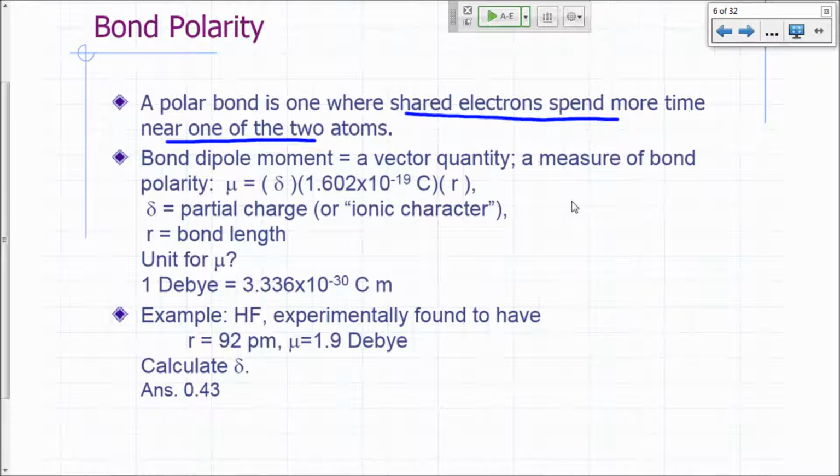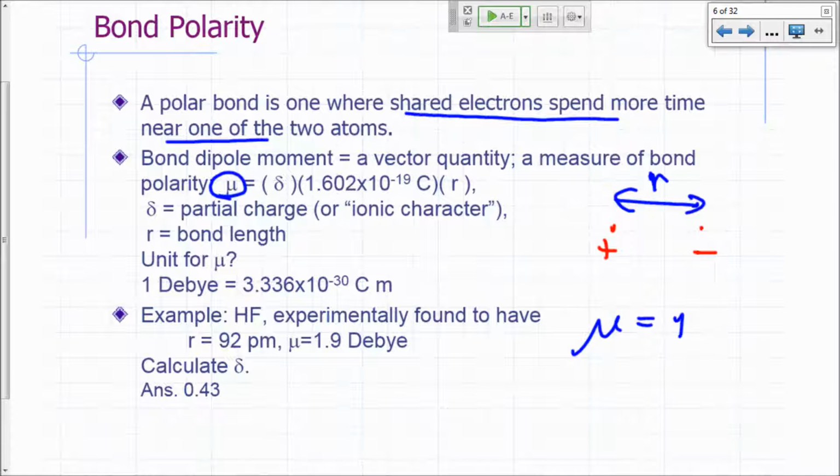Bond-dipole moment is given by the partial charge, delta, times 1.602 times 10 to the negative 19 coulomb. This is the charge of one electron, also the charge of one proton. It's negative for an electron, positive for the proton, times the distance r. In other words, if you imagine a proton and an electron separated by a distance r, what would be your dipole moment for that?